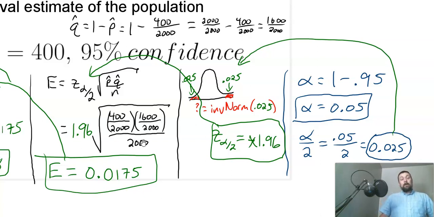And then when I type this into my calculator, I had 400 times 1600 over 2000 to the third power. That's what I had inside my square root. When I multiplied all this out, I got a margin of error of 0.0175.